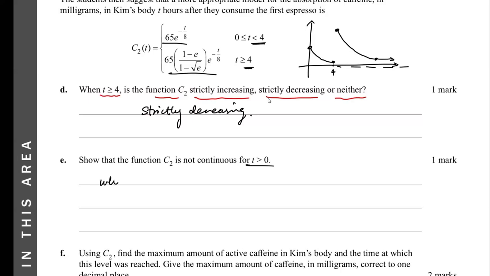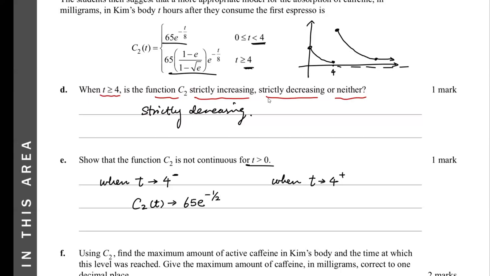So when t approaches 4 from the left, 4 minus, it's not an anion, okay? Or 4 plus, it's not a cation. It's 4 from the left side, okay? This is particularly important to those who are familiar with chemistry notations. And also you need to discuss when t is approaching the right side of the number 4, okay? C2 of t is approaching 65 e to the power of minus half.